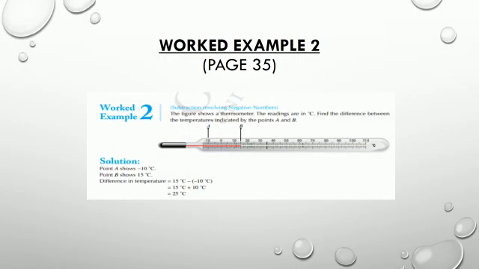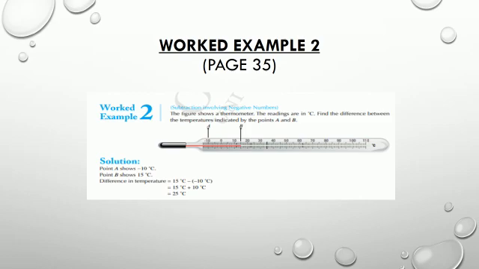Now move to next page. Here you can see worked example 2. According to it, the figure shows a thermometer. The readings are in degrees Celsius. Find the difference between the temperatures indicated by the points A and B. You can see that point A shows negative 10 degrees Celsius and point B shows 15 degrees Celsius, and we need to find out difference in temperature.